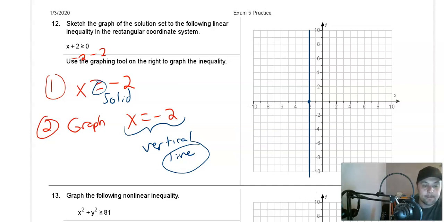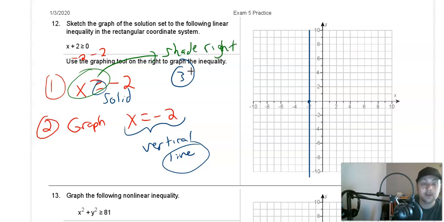All right. Now we have to decide where to shade. So step 3 is to shade. Usually we ask ourselves, do we shade above or below? But that's only if you could solve it for y. If you can't solve it for y, you have to frame the question differently. Because I solved this for x, the proper way to ask the question is, do I shade to the left or to the right? So for greater than, I'm going to shade to the right because x values get bigger to the right.